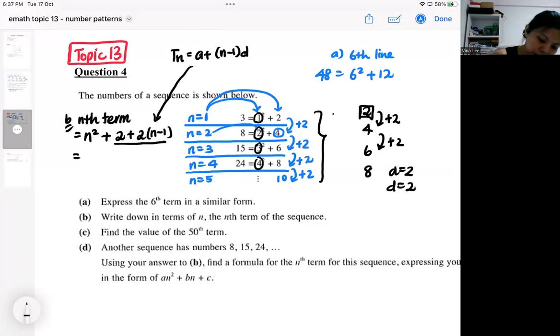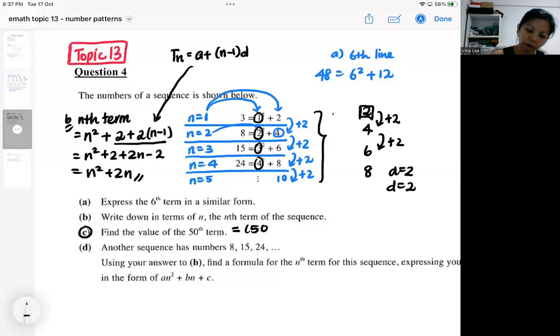So from there, I will do out my usual algebra. And then this is what you get for the second part. Once you get your second part, part C is very easy. You just put n equal to 50 inside your formula and just punch the calculator.